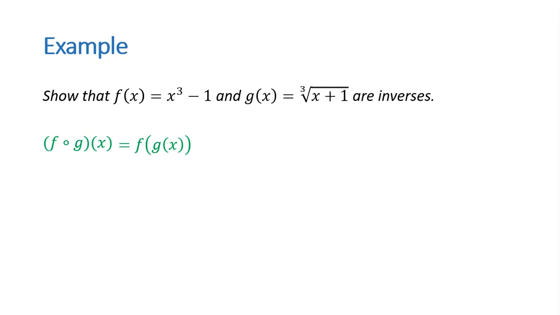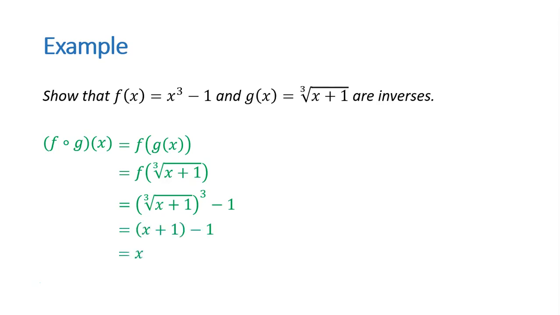So g of x is equal to the cube root of x plus 1. So this is f of the cube root of x plus 1. The rule tells us we take our input, we cube it, and we subtract 1. So we're going to apply that sequence of operations to this specific input. Now it's just a matter of following order of operations to simplify. So we're cubing a cube root. Well, just like a square root and a square cancel, a cube root and a cube cancel. So that's just going to leave us with x plus 1 minus 1, which simplifies down to x.